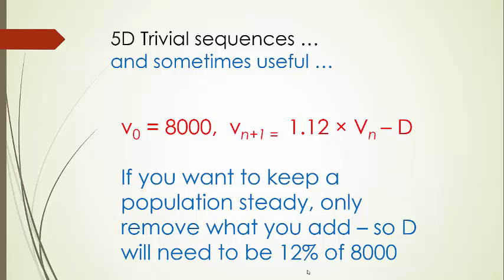To work that out, one way would be to say that D needs to be 12% of 8,000. So if you work out that 12% of 8,000 is 960, if you subtract 960 after multiplying by 1.12, then you're going to stick at 8,000 each time. So that's not useless, but it's trivial.